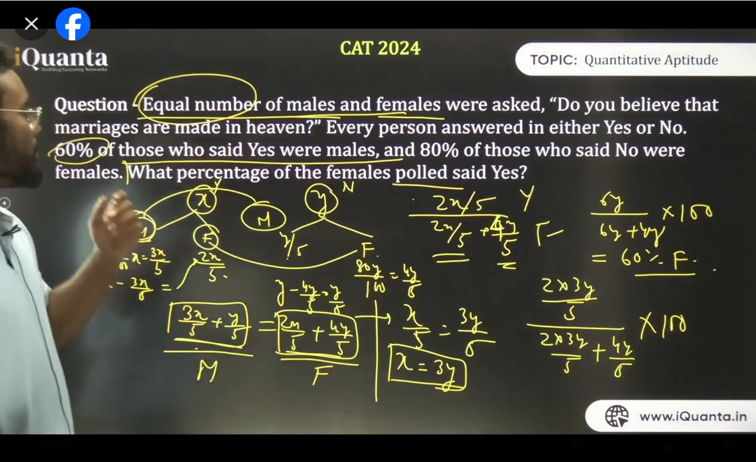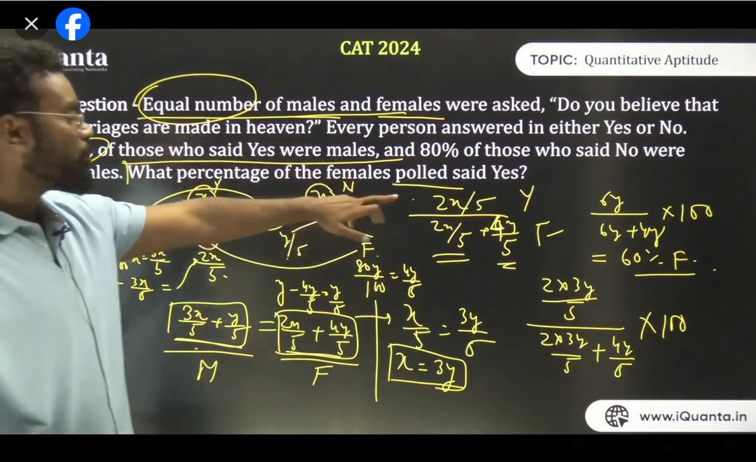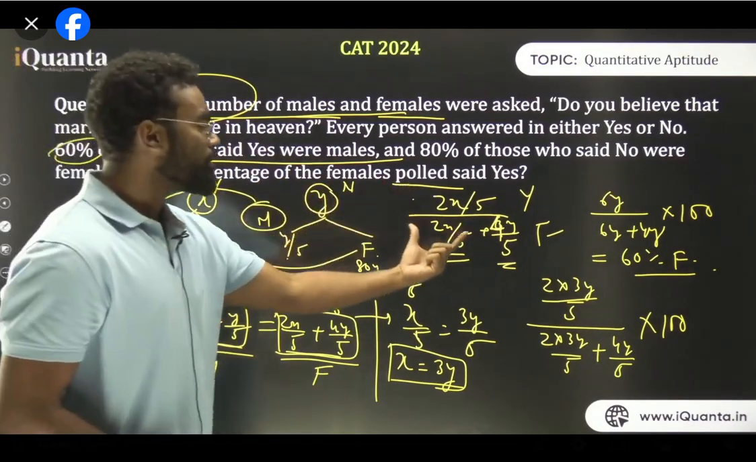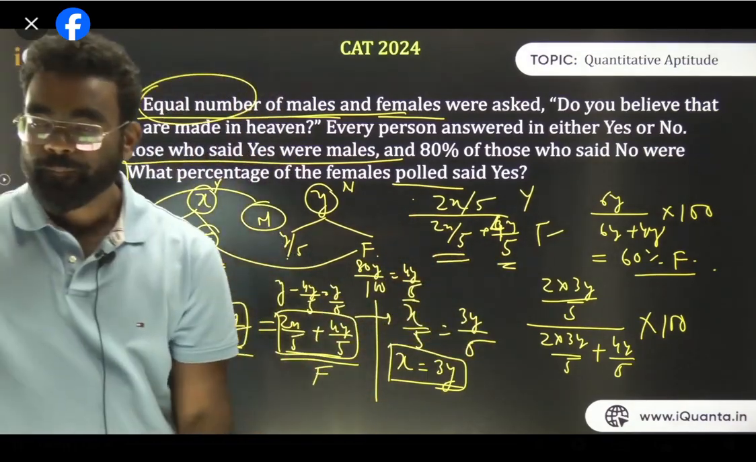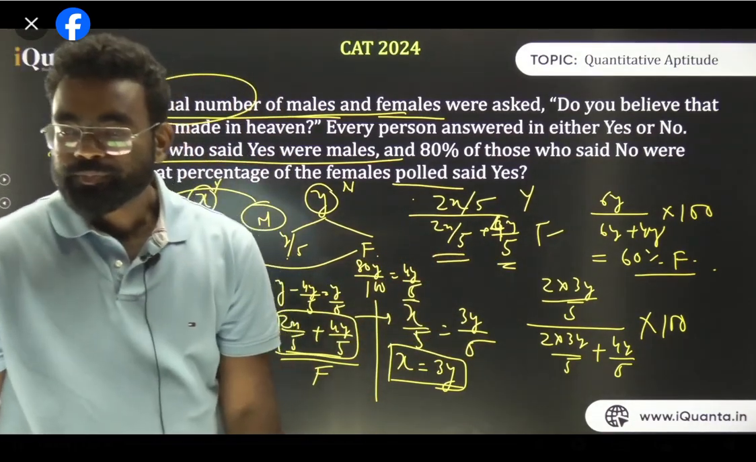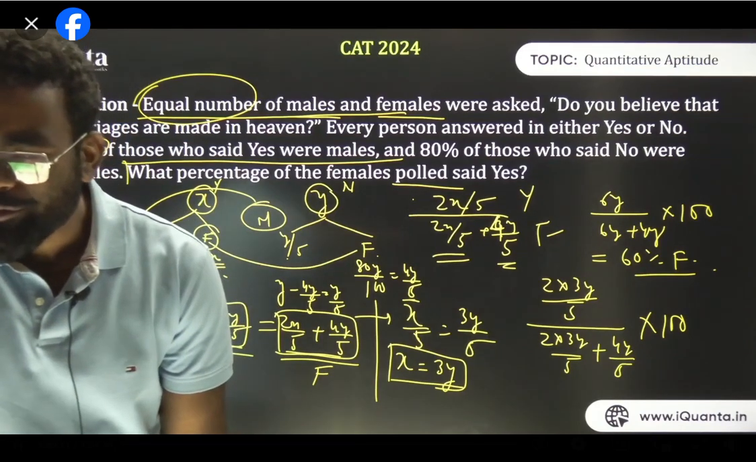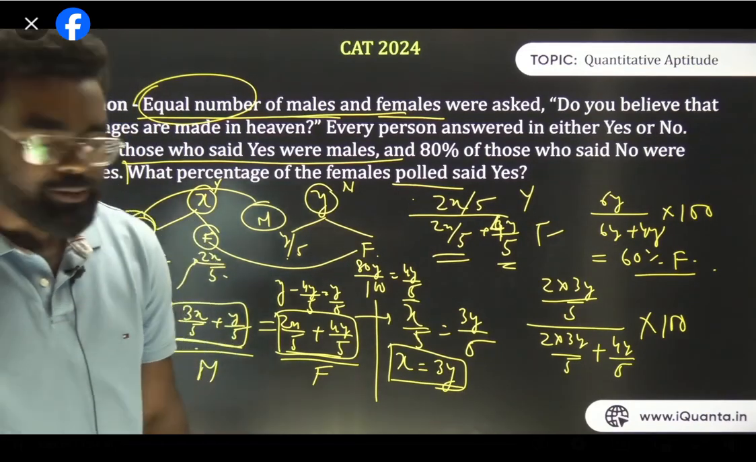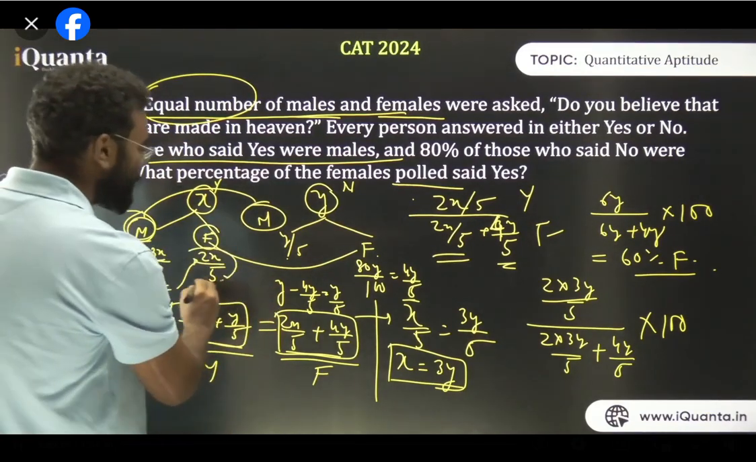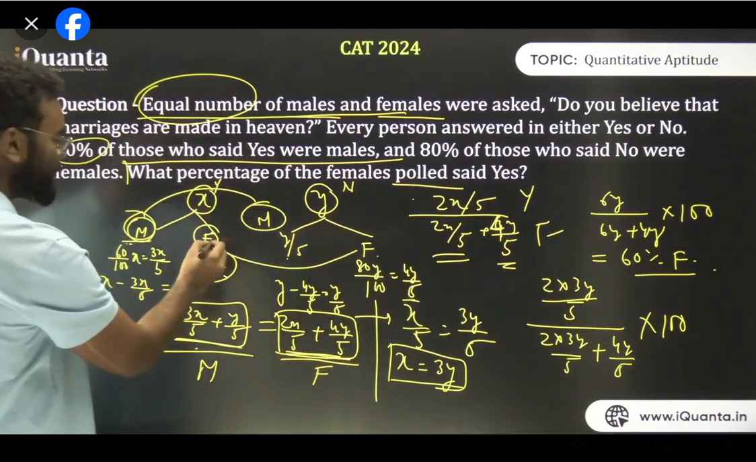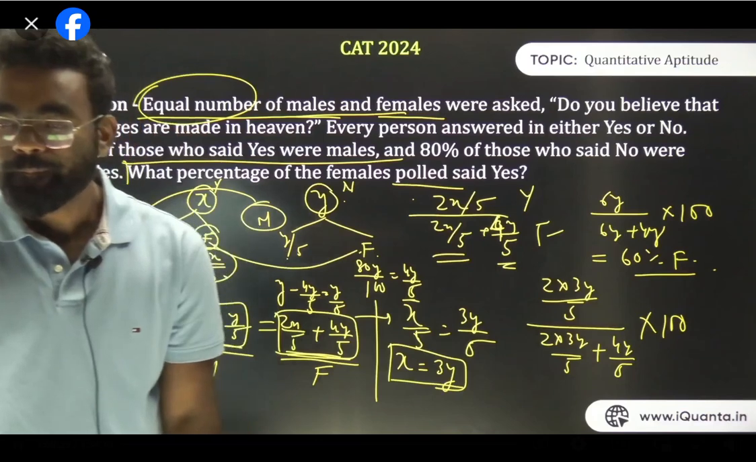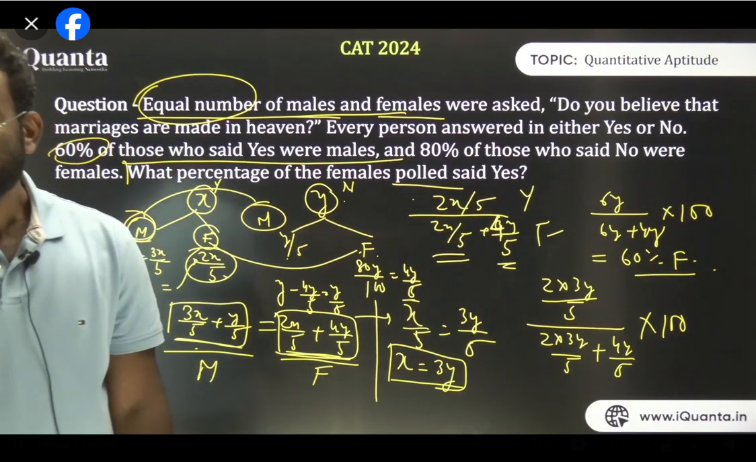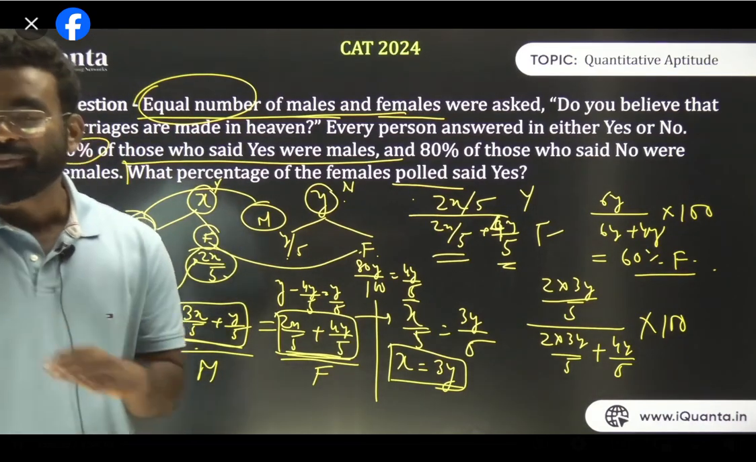Now what I need to find is what percentage of the females polled said yes. So what is said yes? 2x upon 5 said yes. And what is the total number of females? 2x upon 5 plus 4y upon 5. Now I use x equals 3y. That's it. On this side we write 2x by 5 plus 4y by 5, because that is the total number of females. That is the number of females who said yes, that is the number of females who said no, and that's the total number of females. So 60% of females said yes.